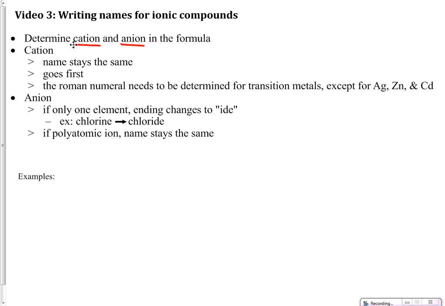In addition to the transition metals needing Roman numerals, so will tin and lead. And then there are 3 transition metals that will not use Roman numerals, and those are silver, zinc, and cadmium. The reason is silver is always a +1, zinc is always a +2, and cadmium is always a +2. There's no variation in their charges, so there are no Roman numerals needed. So you name the cation by naming the element name. If that element is a transition metal or tin or lead, you'd use a Roman numeral.